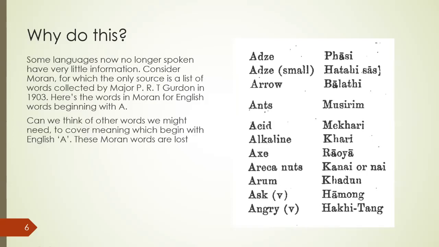Can we think of words we might need to cover meaning which begin with A, but which those words are lost? I mean, there are hundreds of concepts beginning in English with the letter A that we presumably do not have a Moran word for, like aunt, or all, or afraid, and you could probably come up with hundreds more. So if Moran language was still around today, hopefully someone would be out there recording it, would be out there making a bigger word list. We're very glad that Major Gurdon recorded these words. It's something, but we need more.